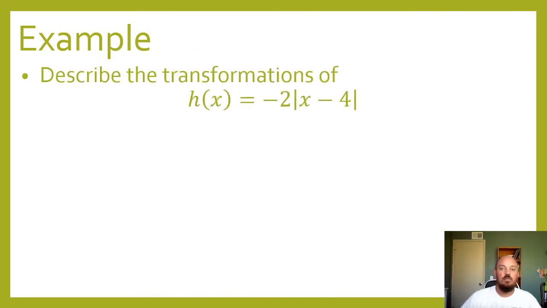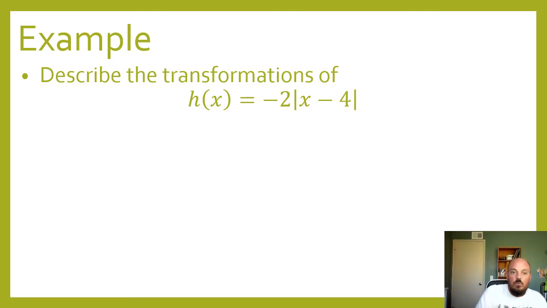So for our last example today, I'm going to do the same thing I did in part 1. Instead of graphing it, I'm going to ask you to describe the transformations. And remember, that means in words. So let's do that. Let's describe the transformations here.